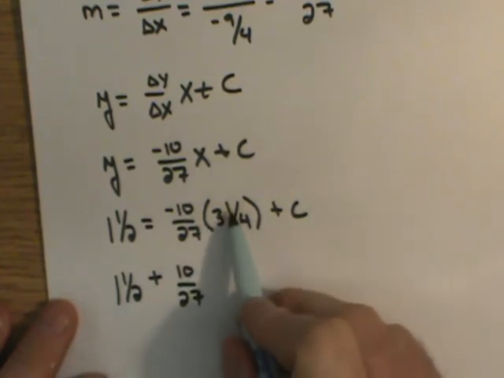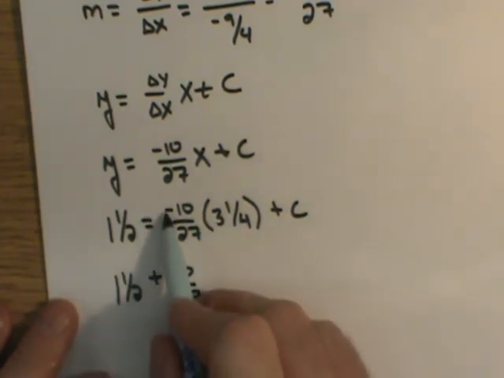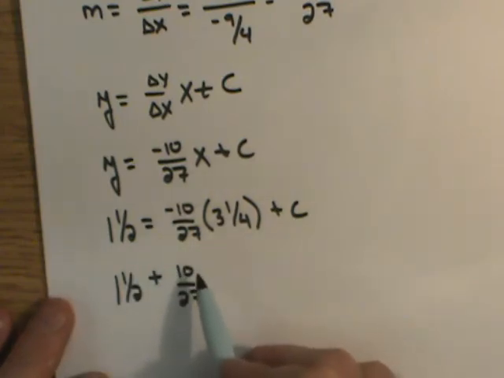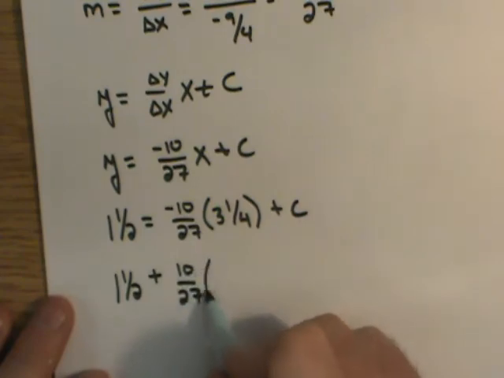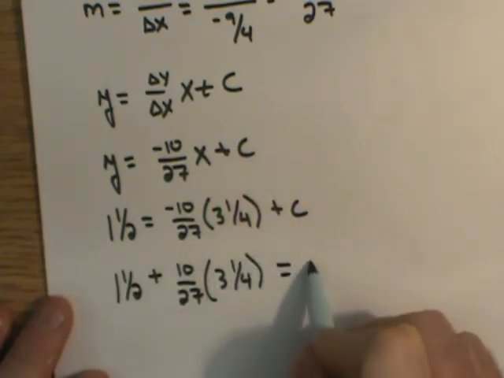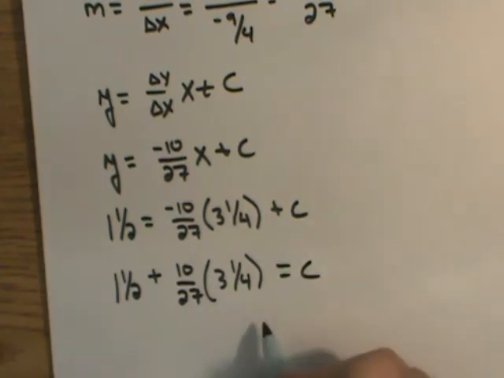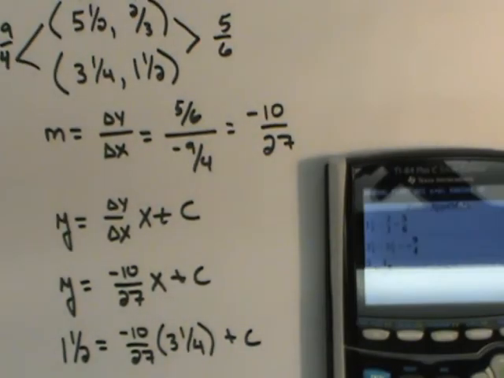You'll never change this x value. Even if this was negative in here, you just leave it alone. You only change whatever the slope is when you move it, is what I'm trying to tell you. So when this slope is negative, it comes over as a positive. I'll leave the x value as whatever it was, in this case 3 and 1/4, and that would equal c. And now I have to figure out what c is by using my calculator. And I'm just going to plug this all right in here. You can do the same on your scientific calculator.